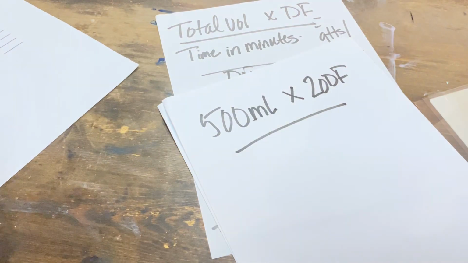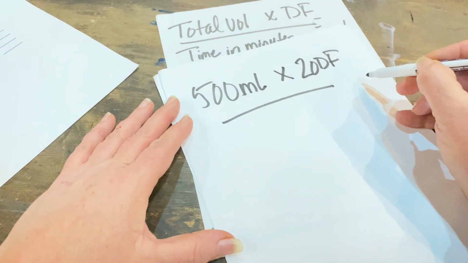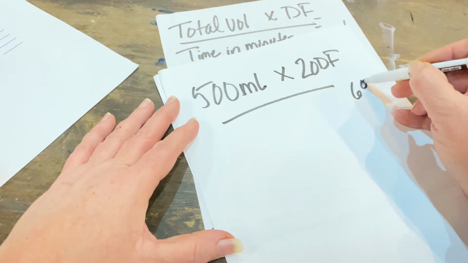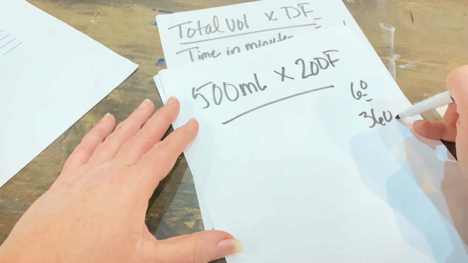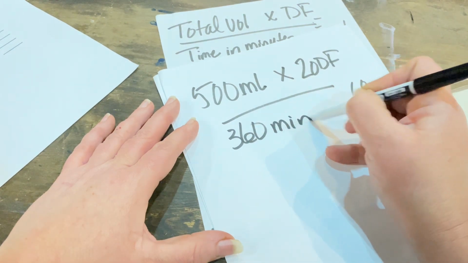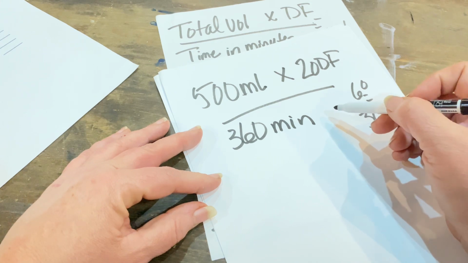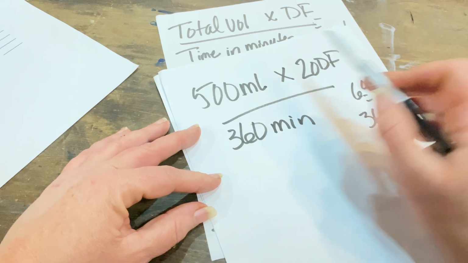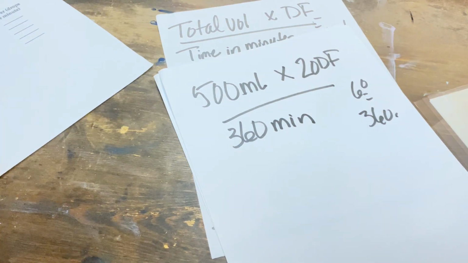6 hours, and we have to put it in minutes. So 6 hours will equal 360 minutes. That's what we're putting down there. Now we've set up our problem, so we can get our calculator and do the math. Do all the stuff on the top and then move on.